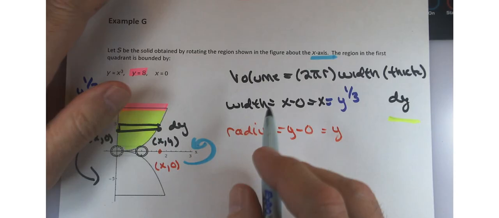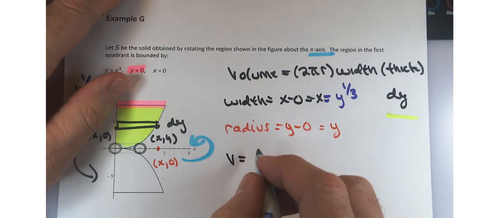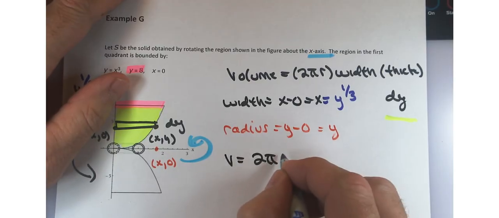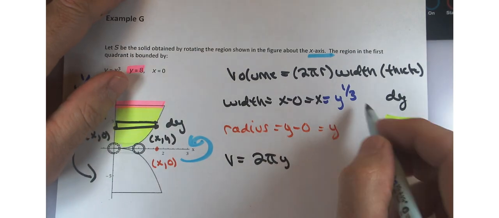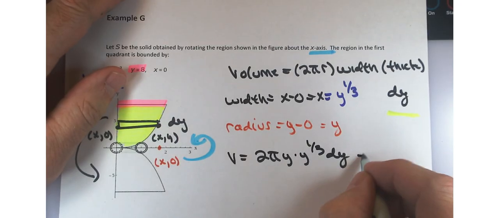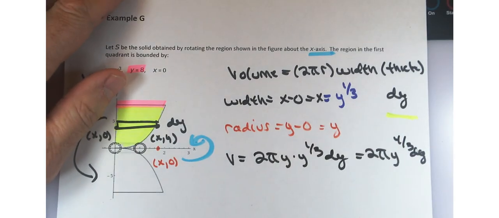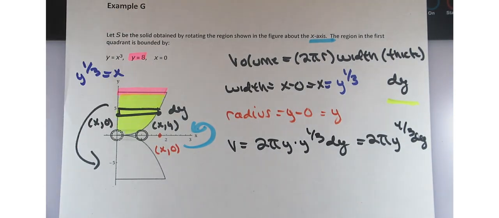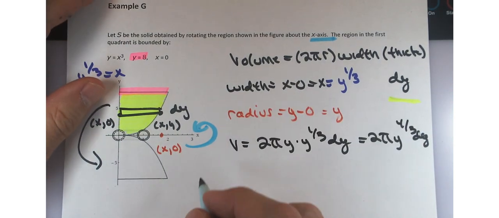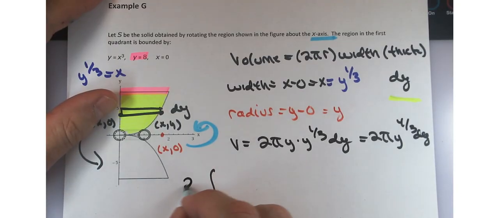Let's plug everything in and calculate the volume of this thing. So the volume of one shell is going to be 2 pi times y times the width, which is y to the 1/3 times dy. Or let's clean that up, 2 pi times y to the 4/3 dy. Nice. Last but not least, I need to figure out the actual volume of our solid of revolution. So I'm going to integrate. Let's take the 2 pi out in front. 2 pi.